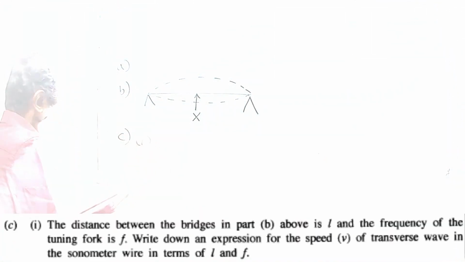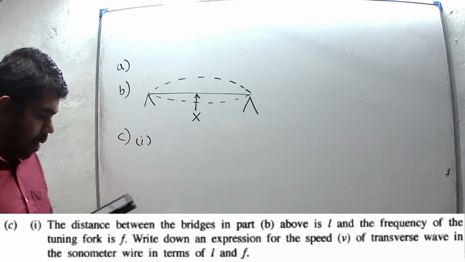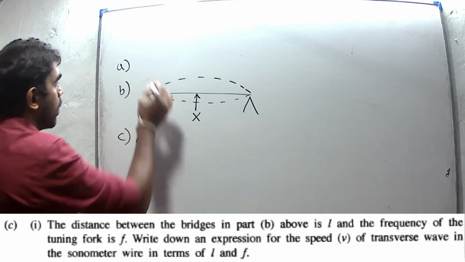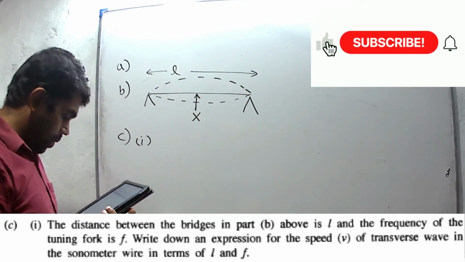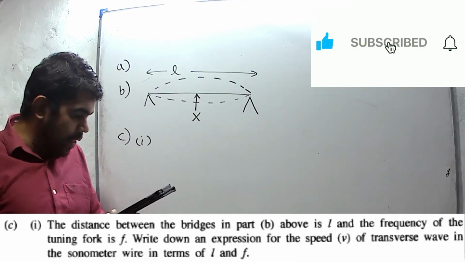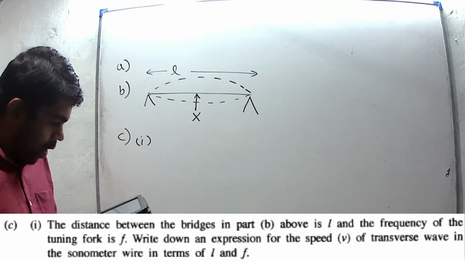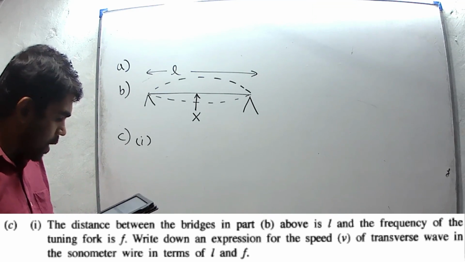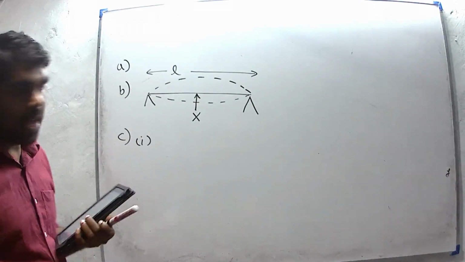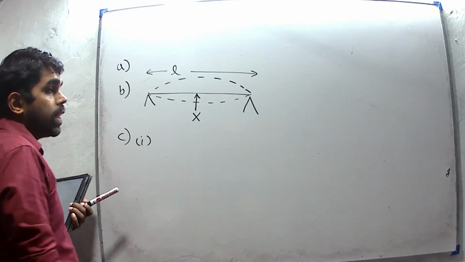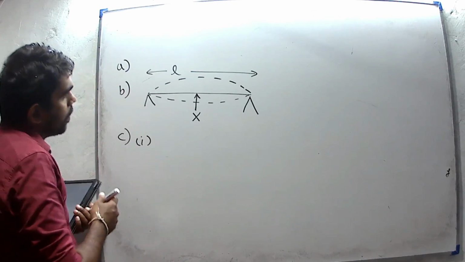1. The distance between the bridges in part B above is L. They have given that this distance is L, and the frequency of the tuning fork is F. Write down an expression for the speed V of the transverse wave in the sonometer wire in terms of L and F. We have to consider the length to get the wavelength of the wave.